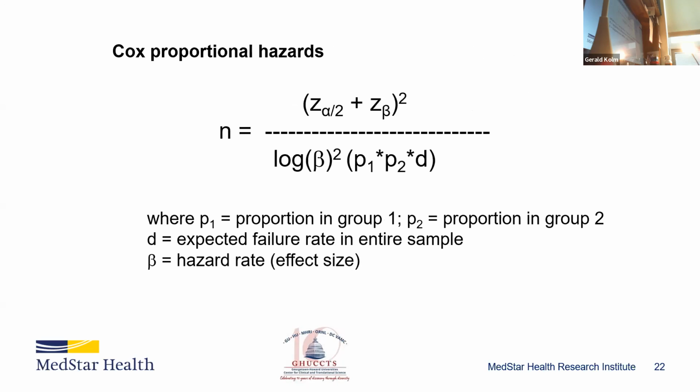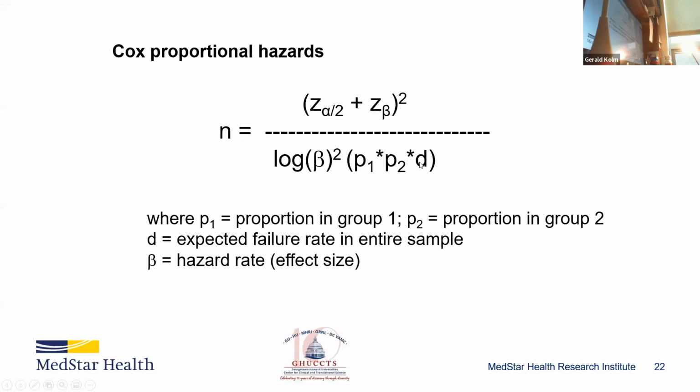So if we look at time-dependent data or time-to-event data, such as in this case, Cox proportional hazards, you can see now that the denominator involves several quantities we haven't seen before. P1 and P2 are the proportion of the total patients in group 1 and group 2, for example. Usually you try to get these equal, so if the groups are going to be equal, both would be 0.5.